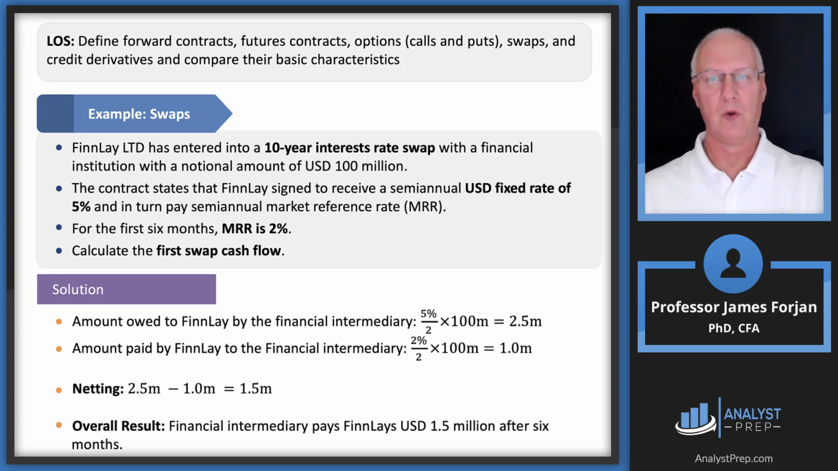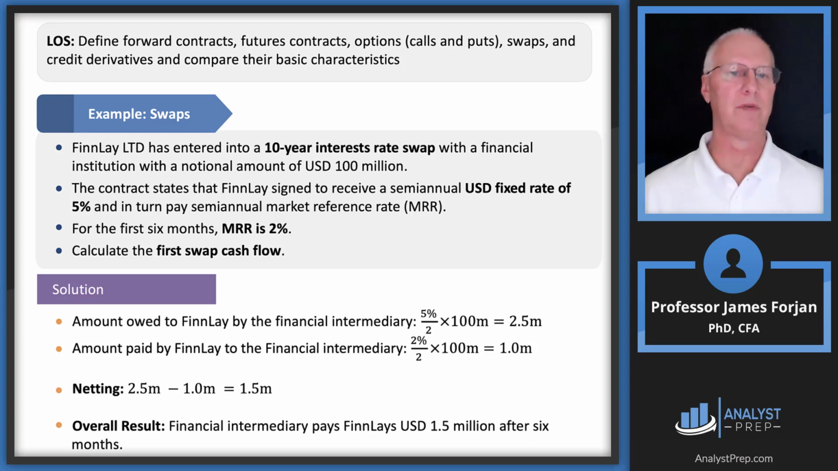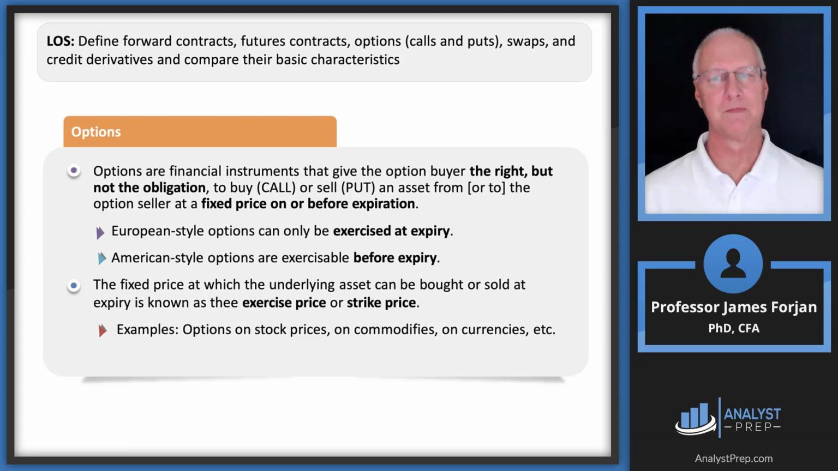So think about this, what did we do? We are agreeing to receive the fixed and pay the floating. So when do we benefit? We benefit when rates fall, right? So this is an example of rates fall and we win. We won $1.5 million. And that was the short section on swap contracts.